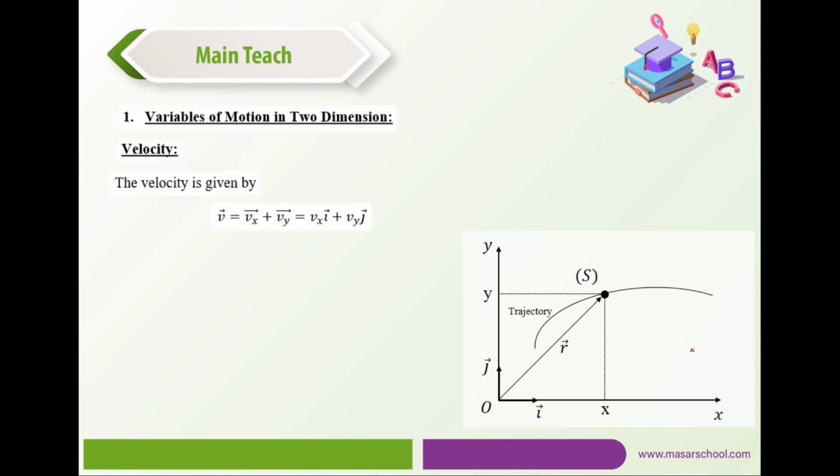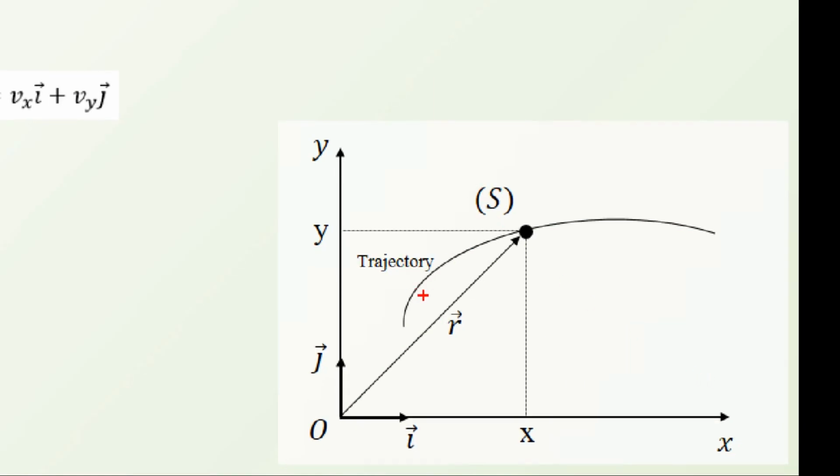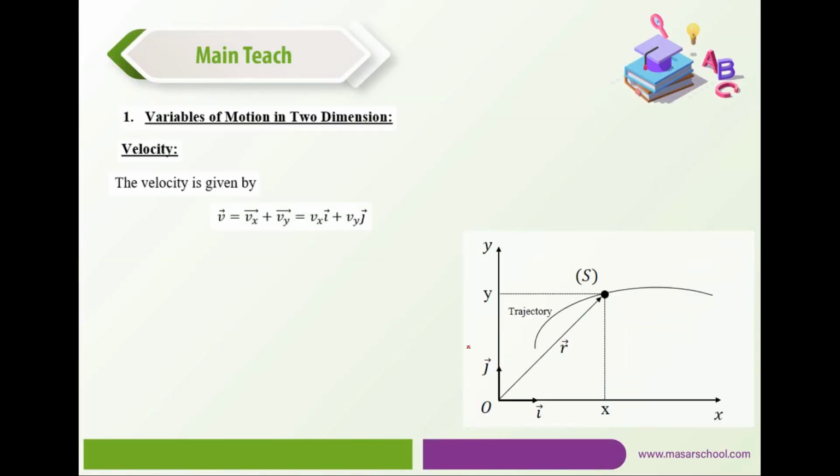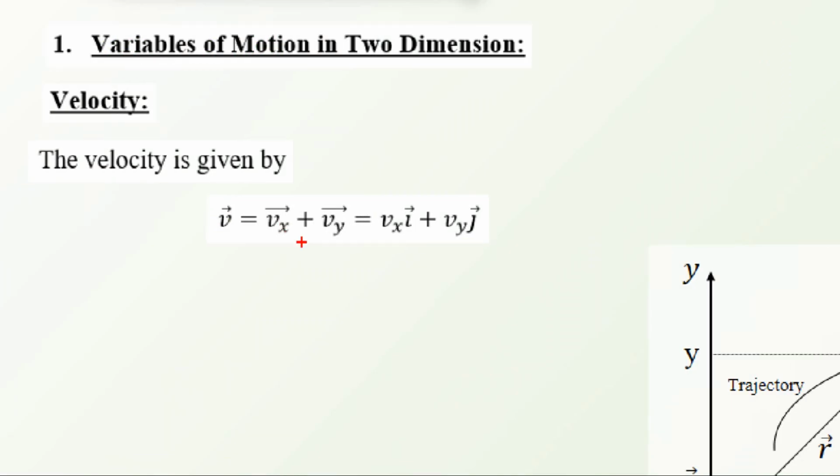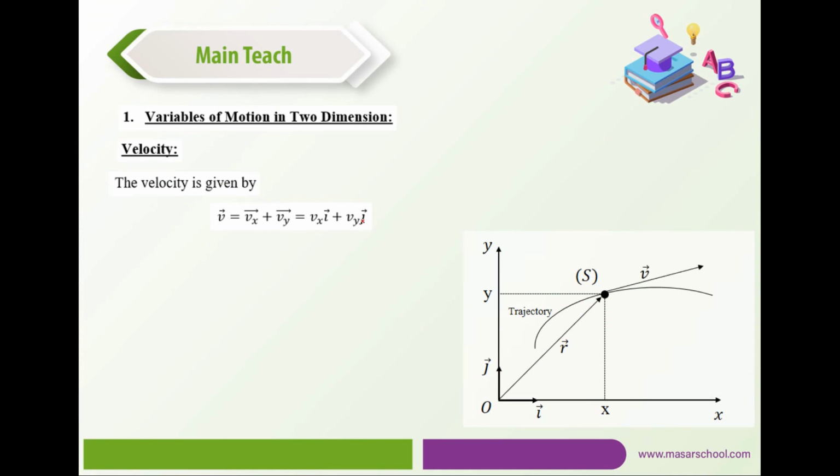So here we have the particle S, we have the trajectory, and we have the position vector. Now how can we represent the velocity? The velocity in this case lies in 2 dimensions. It has an x component and a y component, and can be written as the velocity v equals Vx multiplied by the unit vector i plus Vy multiplied by j.